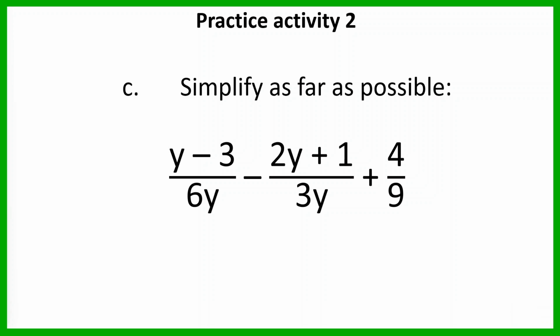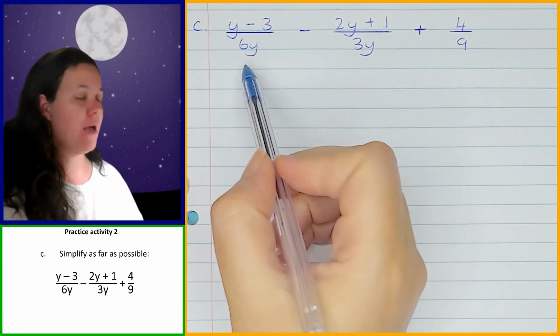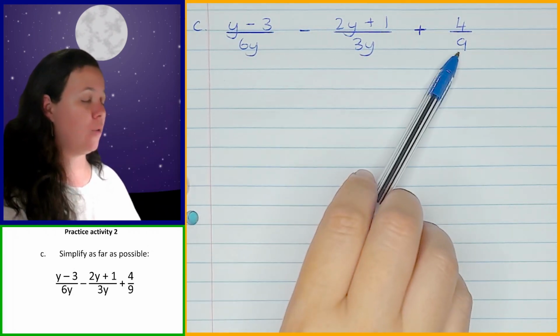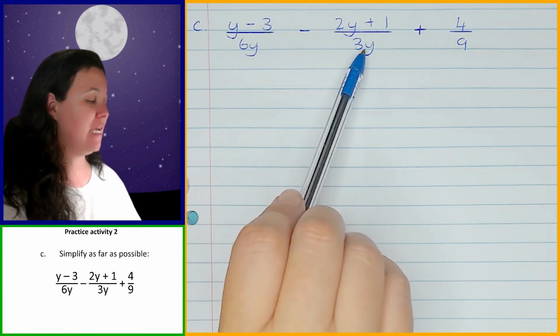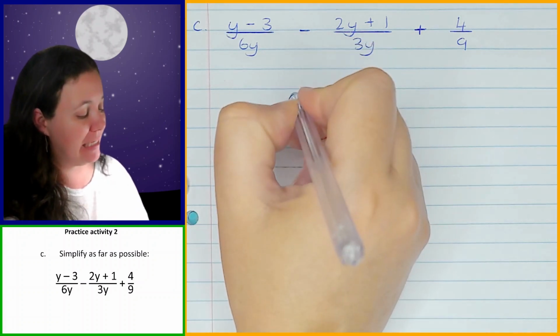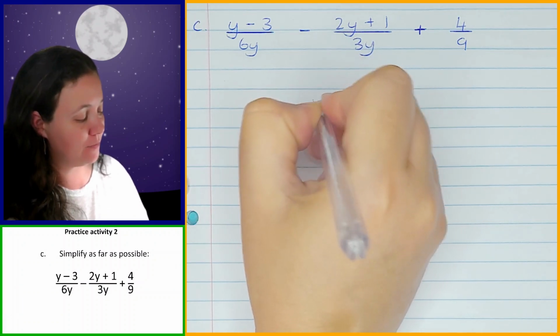Okay, so let's go through that question. So first of all, my LCD, 6y, 3y, and 9y. I'm going to look at my numbers first. I've got 6, 3, and 9. All of those go into 18. So the number part of my LCD is going to be 18.